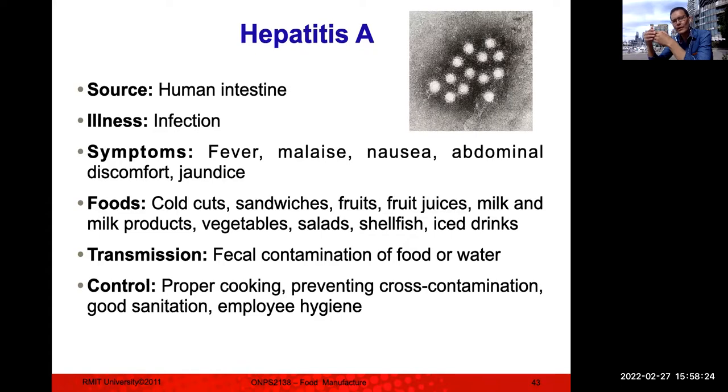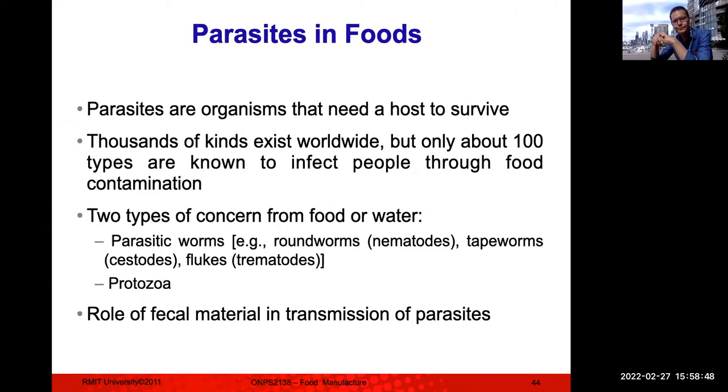So therefore, proper hygiene practices, preventing cross-contamination, good sanitation and hygiene are absolutely essential for this to be prevented. And so we're talking about the food service context in which these are most often transmitted through the fecal oral route. So really, that's all we want to talk about with viruses. And now I'll move on to parasites.